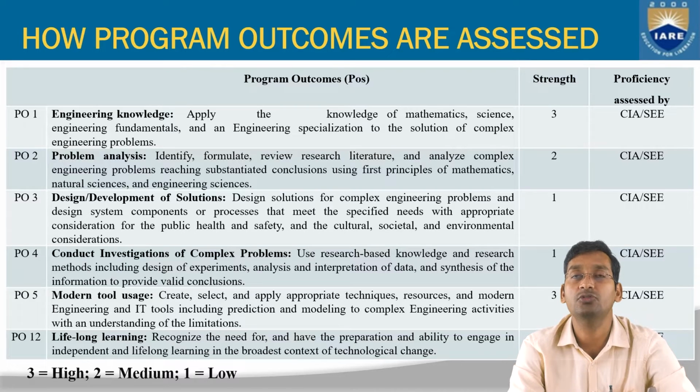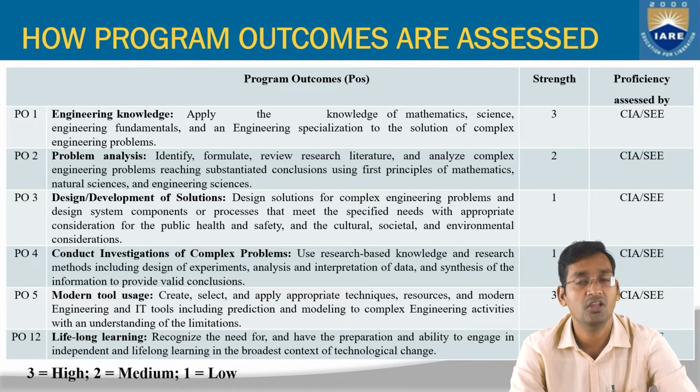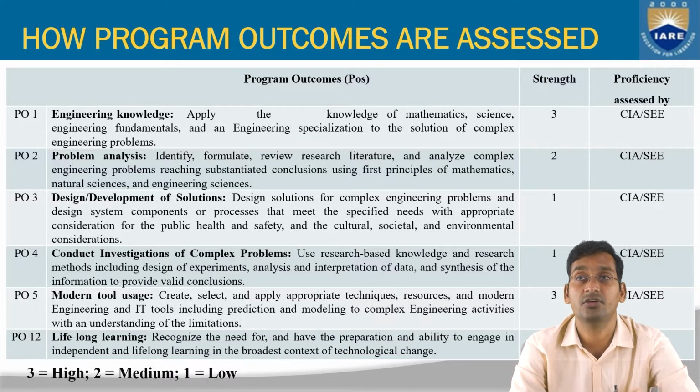So these things, how we will do that, I already explained earlier itself. I am now just telling what exactly is required in these POs. So I'm not explaining these things line by line again. PO5, modern tool usage: create, select and apply appropriate techniques, resources and modern engineering and IT tools, including prediction and modeling, to complex engineering activities with an understanding of the limitations. And it has strength 3. Again, that will be proficiency assessed by CIA and SEE.